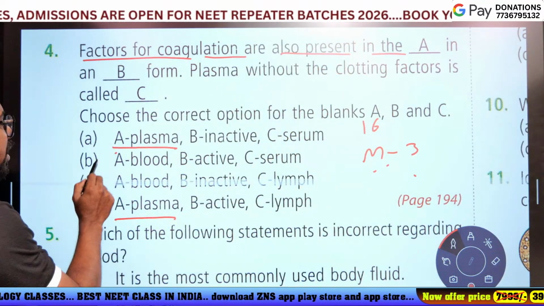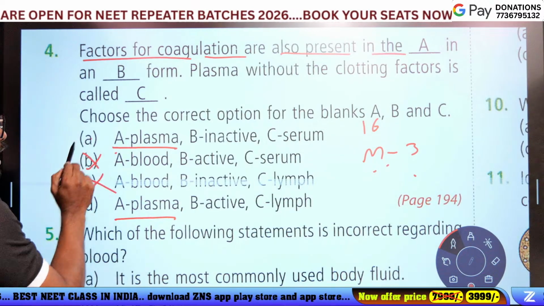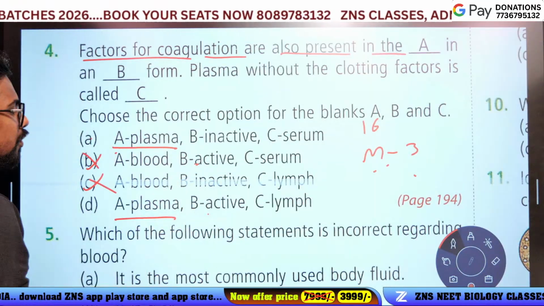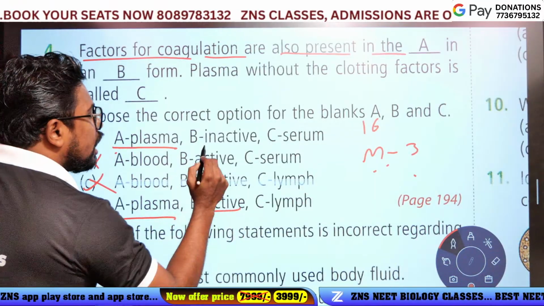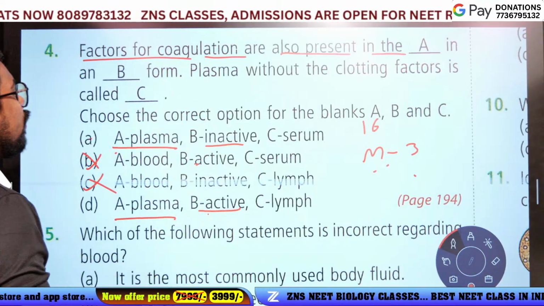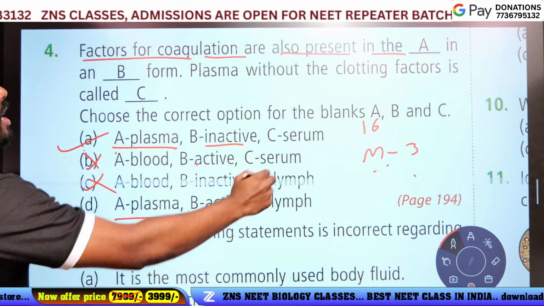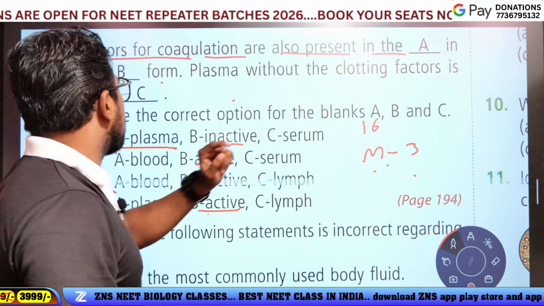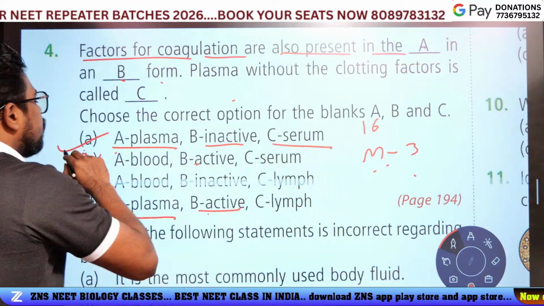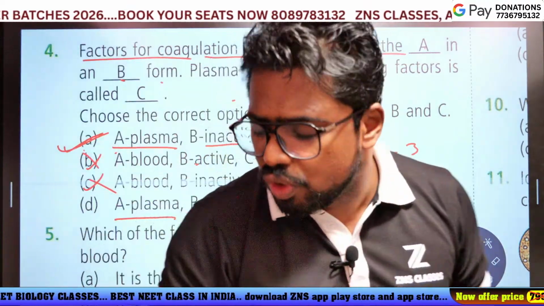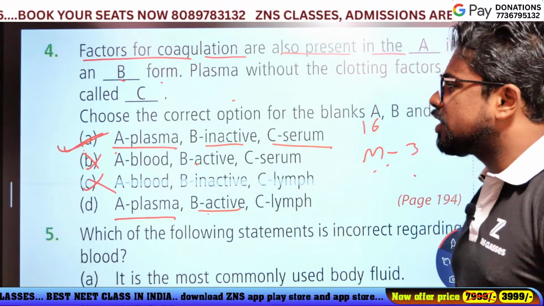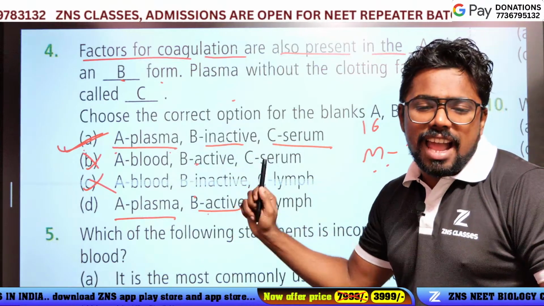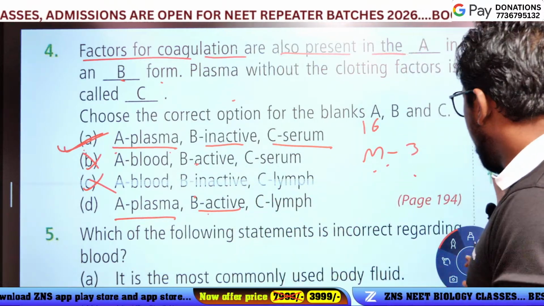Two options are given here, option A or option D. Plasma in active or inactive form. It is an inactive form. Option A is the answer. The plasma in inactive form. Plasma without a clotting factor is called serum. It's a good question, a pure NCERT question. Option A is the answer.